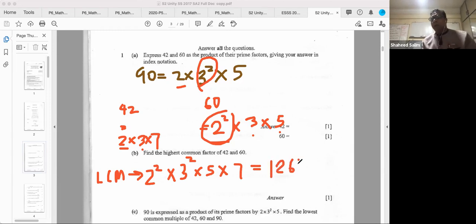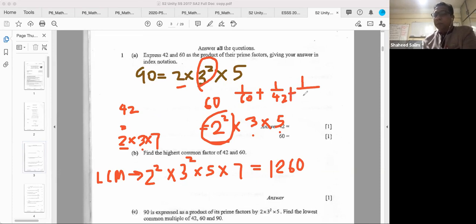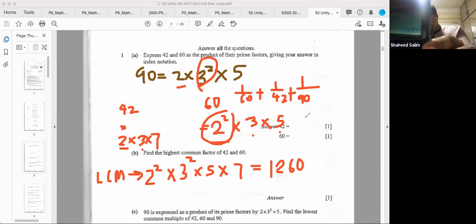You know what this is for? Actually, this LCM is something like this. Imagine you have, let's say, 1 over 60 plus 1 over 42 plus 1 over 90. Now we need to make the denominator the same. So some people say, hey, take 60 times 42 times 90. Okay, let's say we do that. You get a very big number. Can you see the number? It's too big a number. So we use LCM.